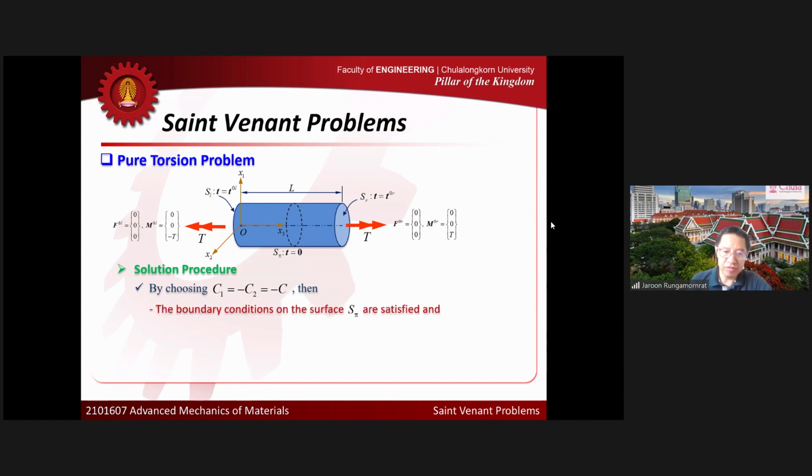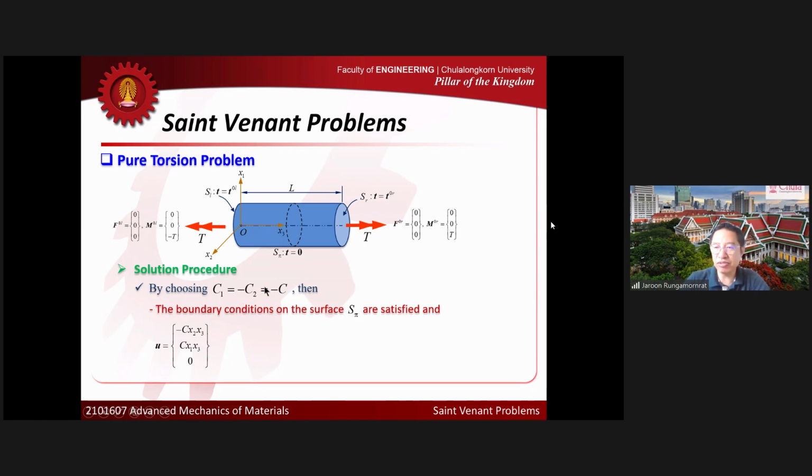If we choose C1 equal to minus C2 equal to minus C, now the boundary condition on the side face is satisfied, and we can reduce the gauge displacement to the form here. Instead of having C1 and C2, now I express C1 and C2 in terms of C. C is still unknown, right? We have to determine this constant as well, but don't forget that we still have the conditions at the left and right ends to be enforced, right? Now I just make a summary here first before we go to that point.